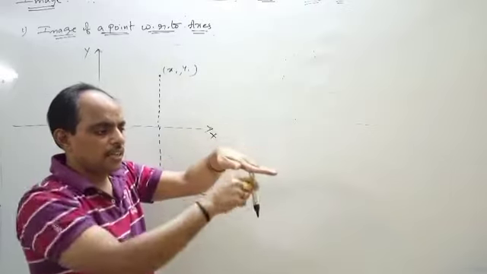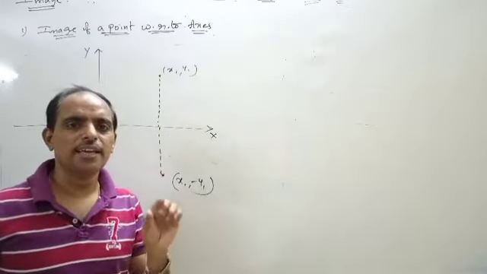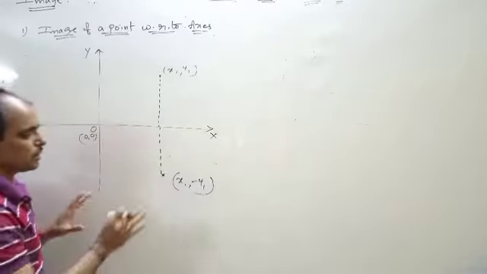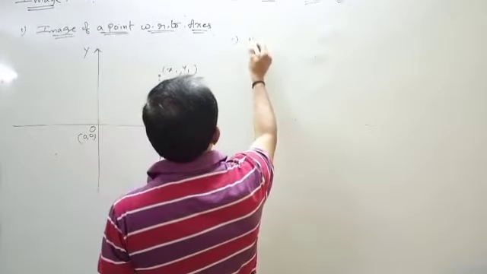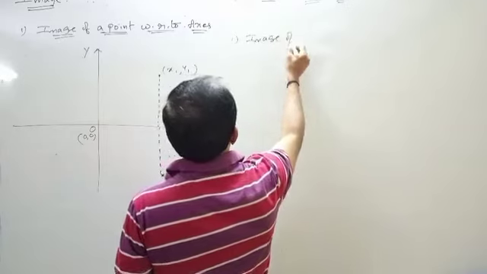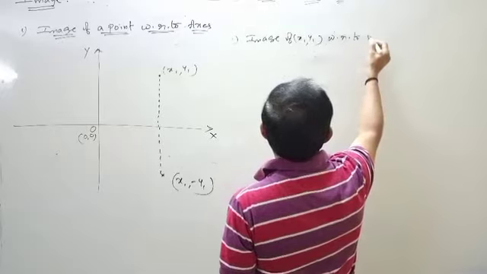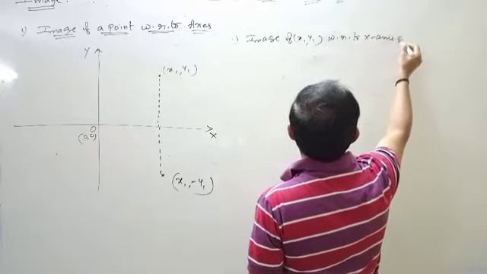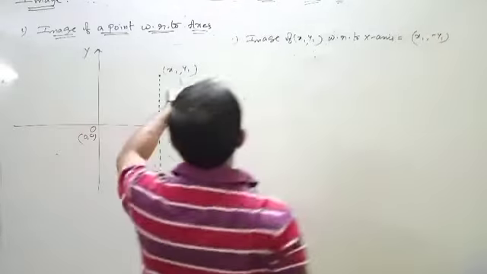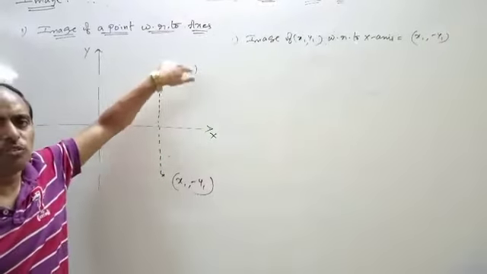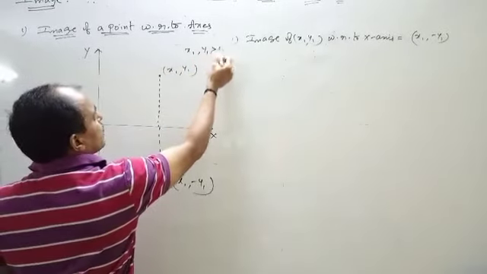That is called the image. Here to here the distance is the same as here to here. Now this is the image with respect to the x axis. So the image of x1 y1 with respect to the x axis is equal to x1 comma minus y1. Here I am taking x1 greater than 0 and y1 greater than 0, so both x1 and y1 are greater than 0.